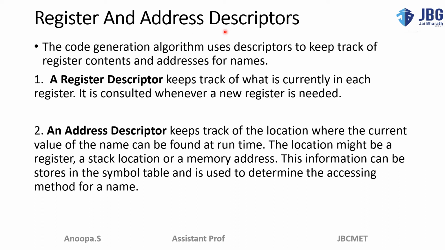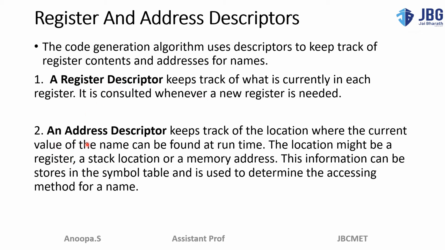Now register and address descriptors. This is a very important concept. The code generation algorithm uses descriptors to keep track of register contents and addresses for names. So a register descriptor keeps track of what is currently in each register. The value stored in each register is tracked by the register descriptor, and whenever we want a new register we will consult this register descriptor.